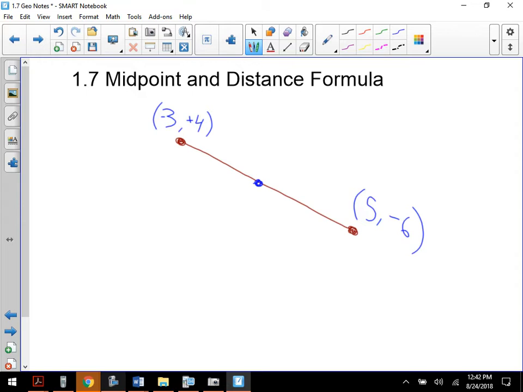So the idea here, guys, is you're just going to be taking an average twice as opposed to once. Watch. What's -3 plus 5? 2. What's half of 2? 1. So the halfway point between -3 and 5 is 1.